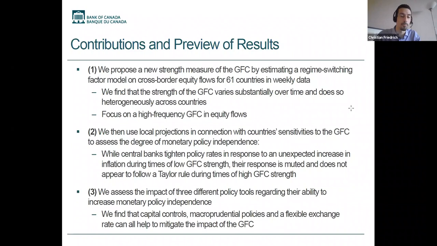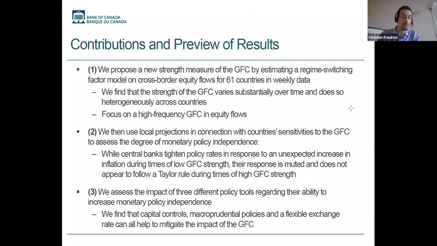In the second part of the paper, we then use a local projection approach in connection with country sensitivities to the global financial cycle to assess the degree of monetary policy independence. And we find that while central banks tighten policy rates in response to an unexpected increase in inflation during times of low global financial cycle strength, their response becomes more muted or doesn't even seem to follow a Taylor rule during times of high global financial cycle strength.